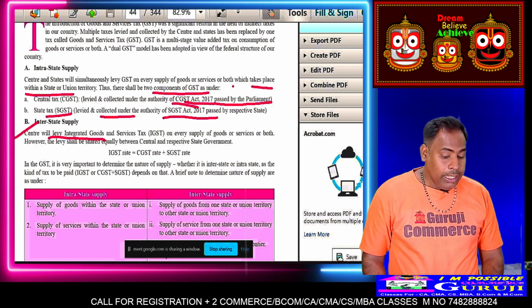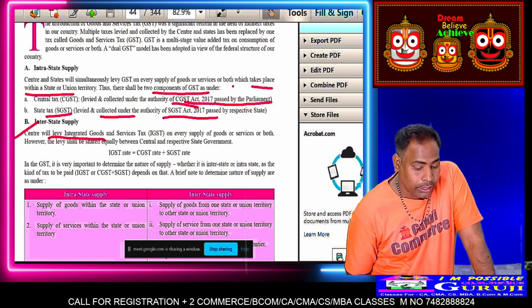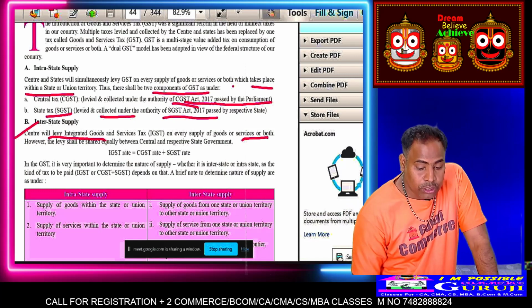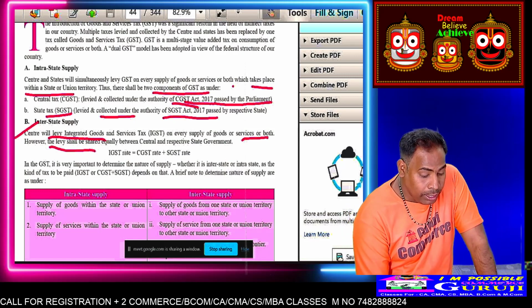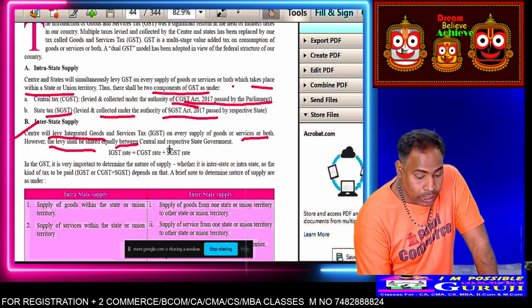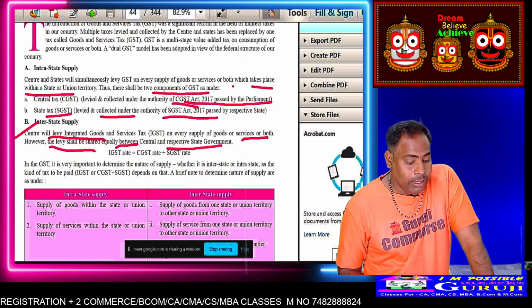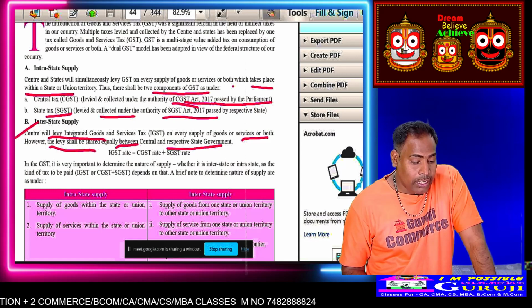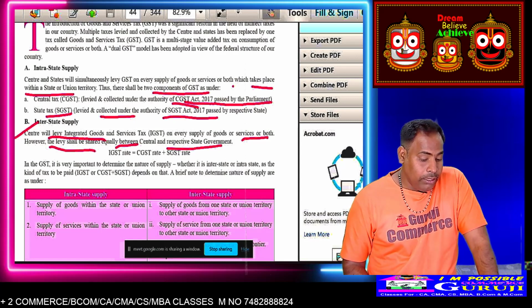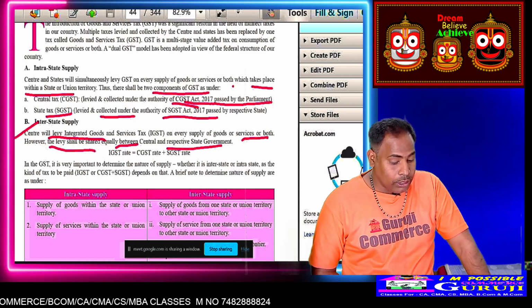In interstate supply, it will levy integrated goods or services tax, IGST, on every supply of goods or services. However, the levy shall be shared equally between the central and state government. IGST will be the CGST rate plus the SGST rate. In CGST, it is important to determine the nature of the supply.